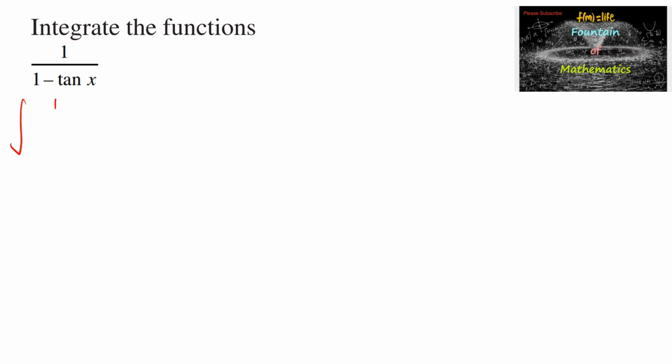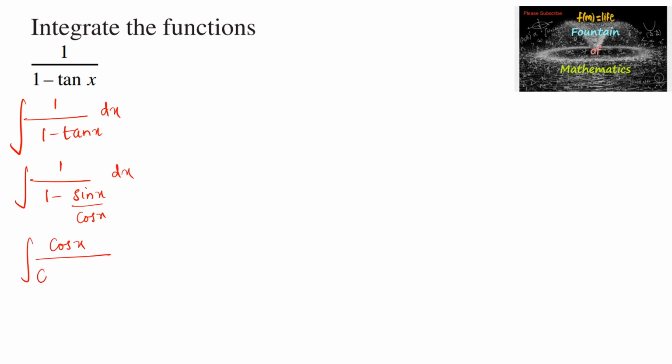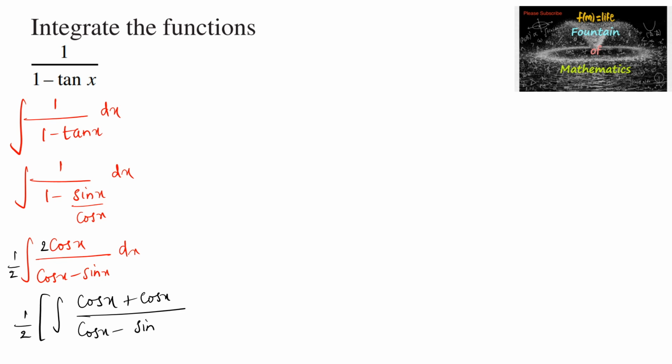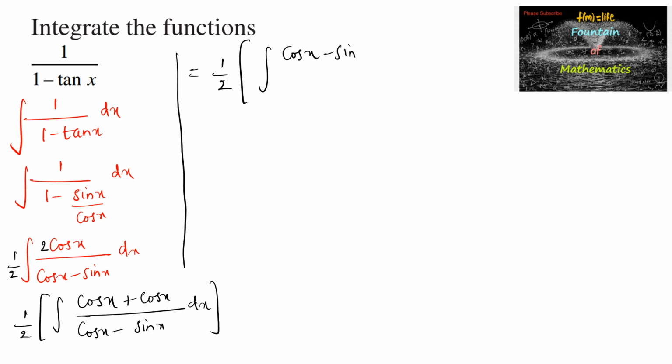Integrate the function, integral 1 upon 1 minus tan x dx. So we can write integral 1 upon 1 minus sin x by cos x dx, or this can be simplified as cos x upon cos x minus sin x dx. And here let us multiply and divide with 2. So you can write 1 by 2 times integral cos x plus cos x upon cos x minus sin x dx, or we can simplify it as 1 by 2 times integral, adding and subtracting sin x, cos x minus sin x plus cos x plus sin x upon cos x minus sin x dx.